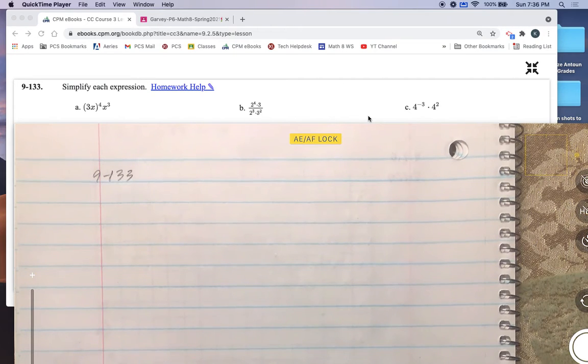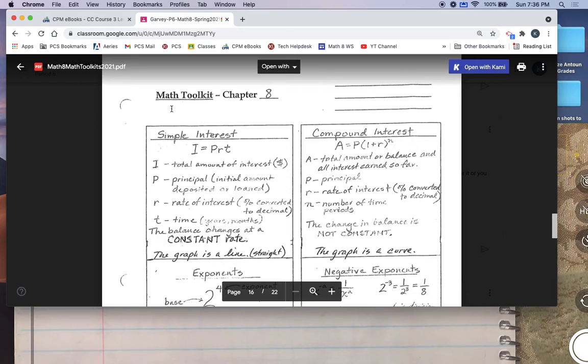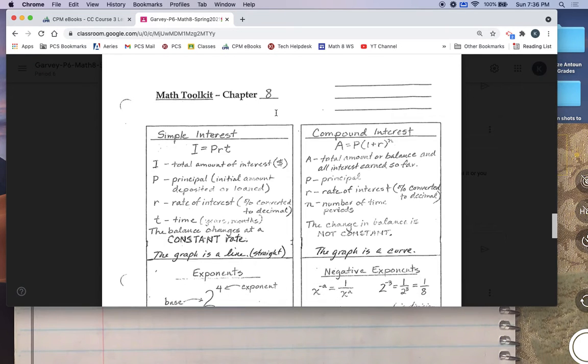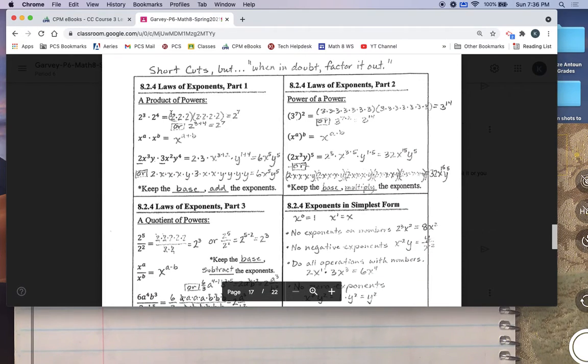So it might be helpful if we went back and reviewed our rules for exponents that are in the Math 8 or Chapter 8 Math Toolkit. So let's scroll down to where the laws of exponents are. A product of powers. Here we're looking at an example where two exponents are being multiplied together. When you multiply these exponents, the base stays the same, so this is what we get in the end.